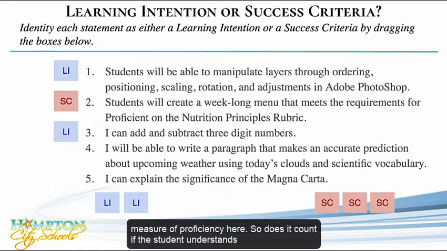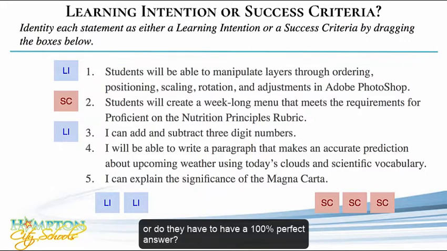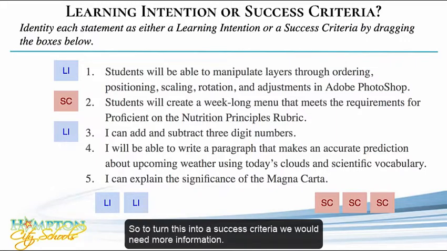So does it count if the student understands regrouping but momentarily thinks 7 plus 7 equals 16, or do they have to have a 100% perfect answer? So to turn this into a success criteria, we would need more information.